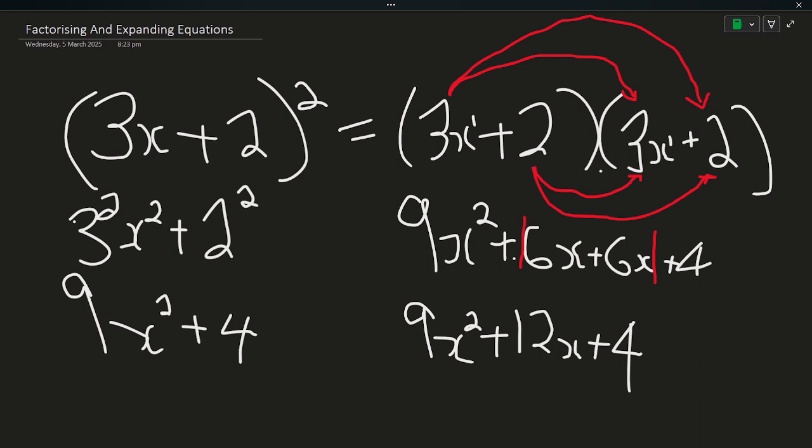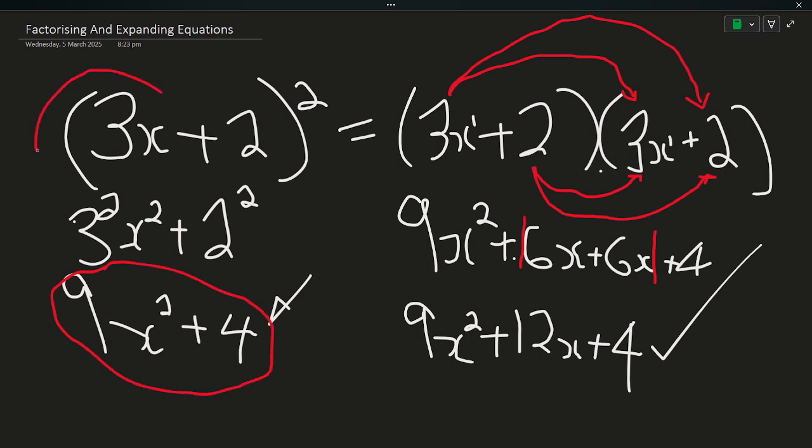So your answer is definitely this. It's not this. It definitely did not become this answer over here, which is what we definitely want to avoid when doing examinations, especially relating to questions like the one I proposed up here.